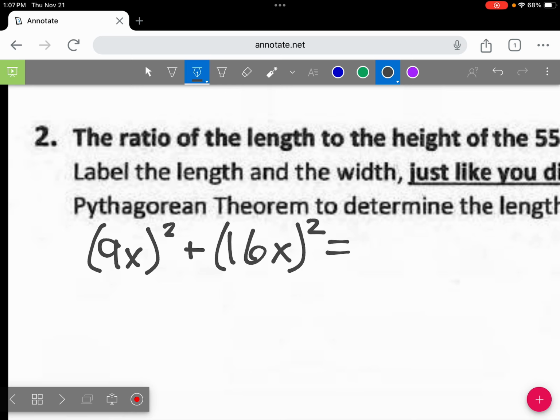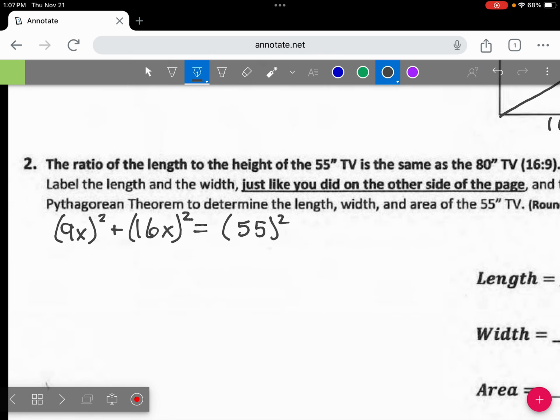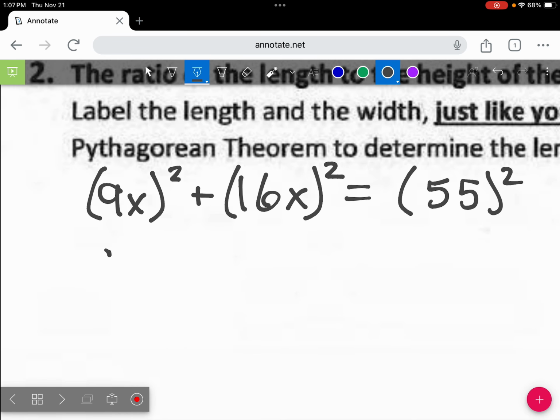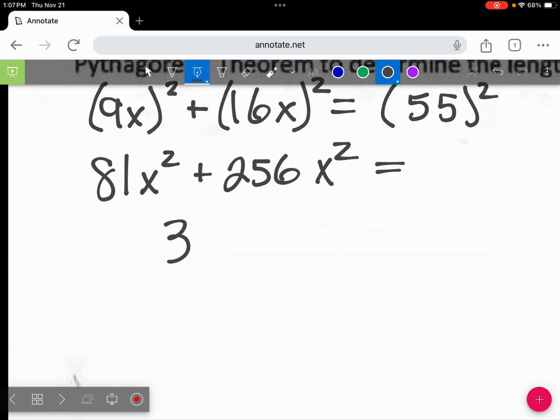Oh no, my phone. More than twice the area. So length is... Wait a minute, double check. More than twice. No, no, no. Just twice. Yeah.